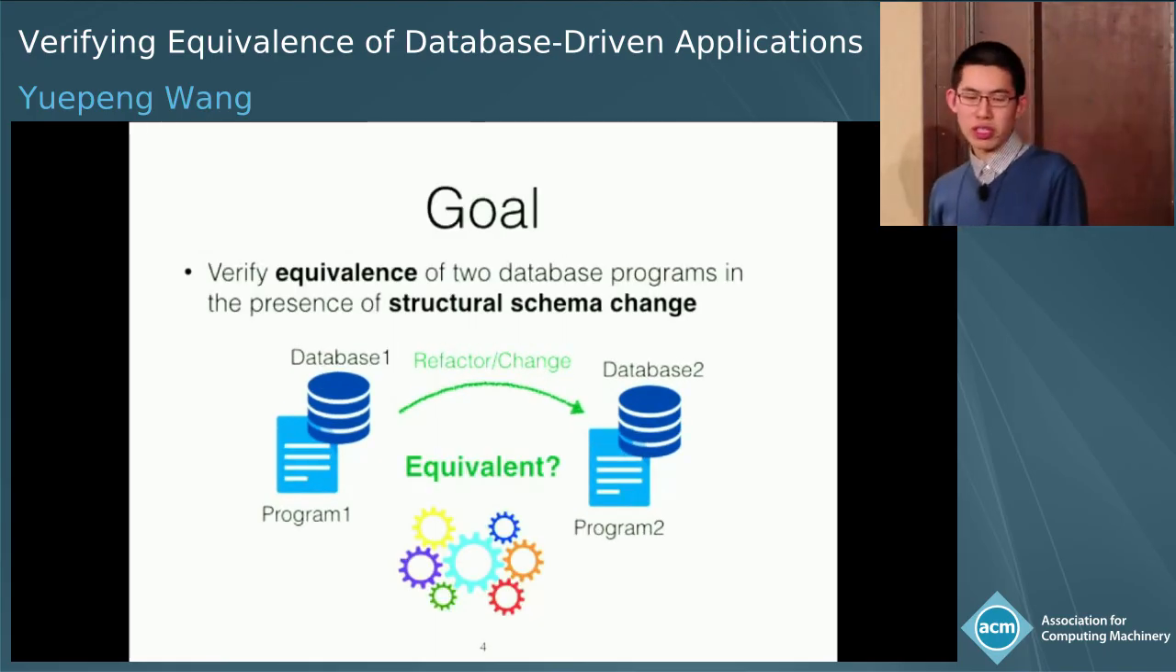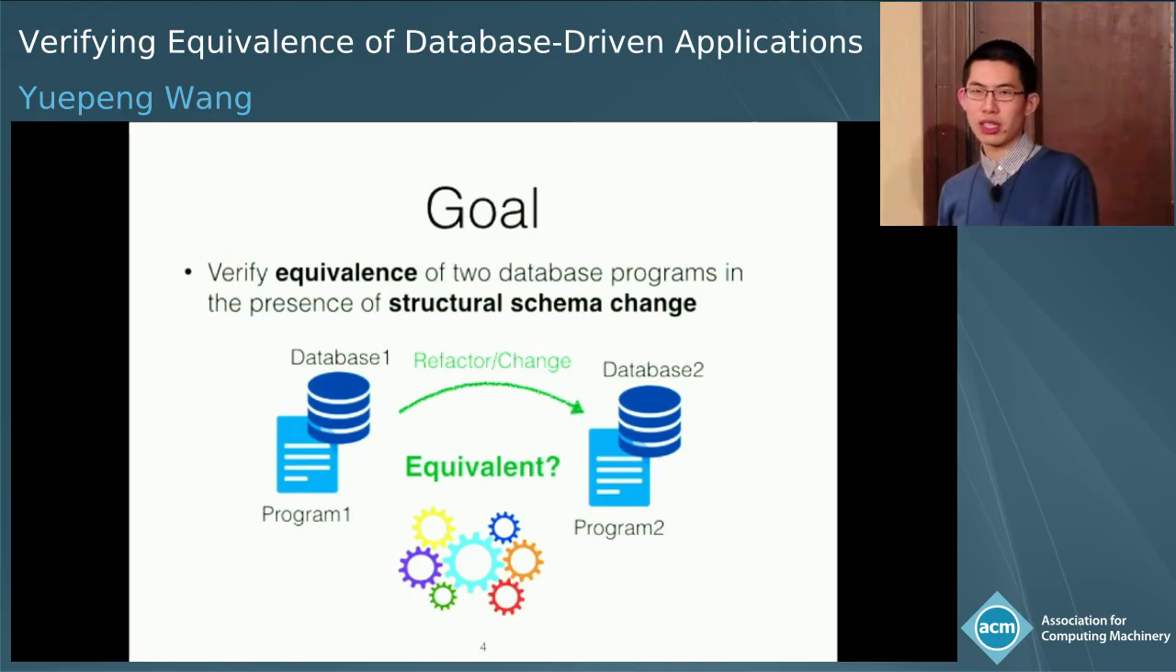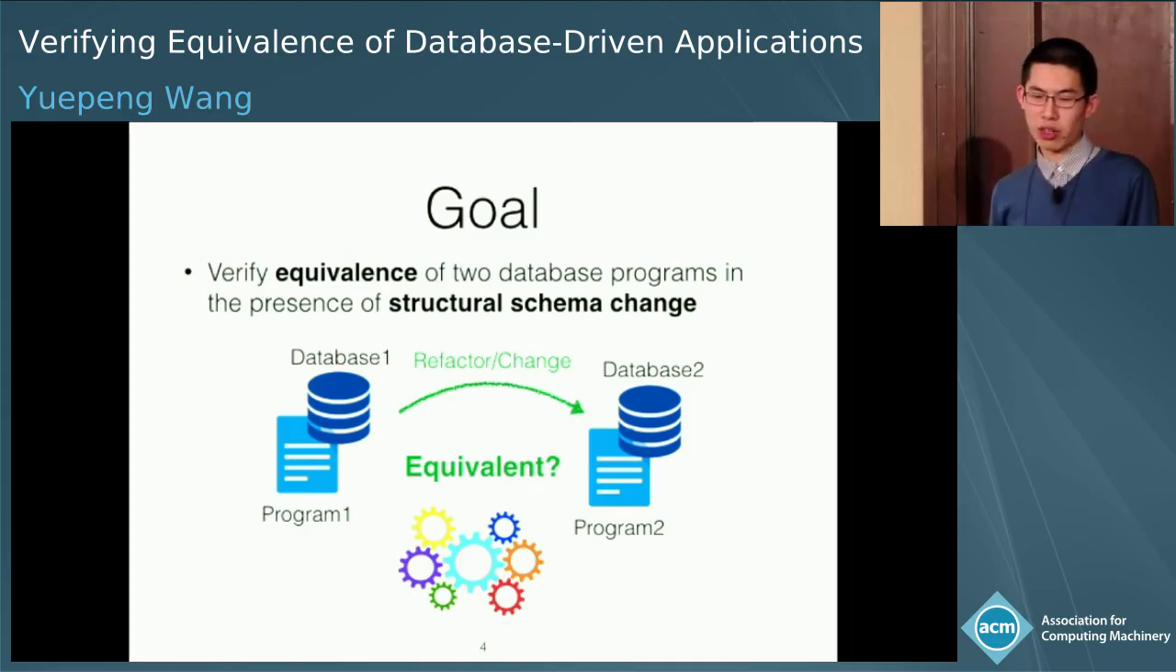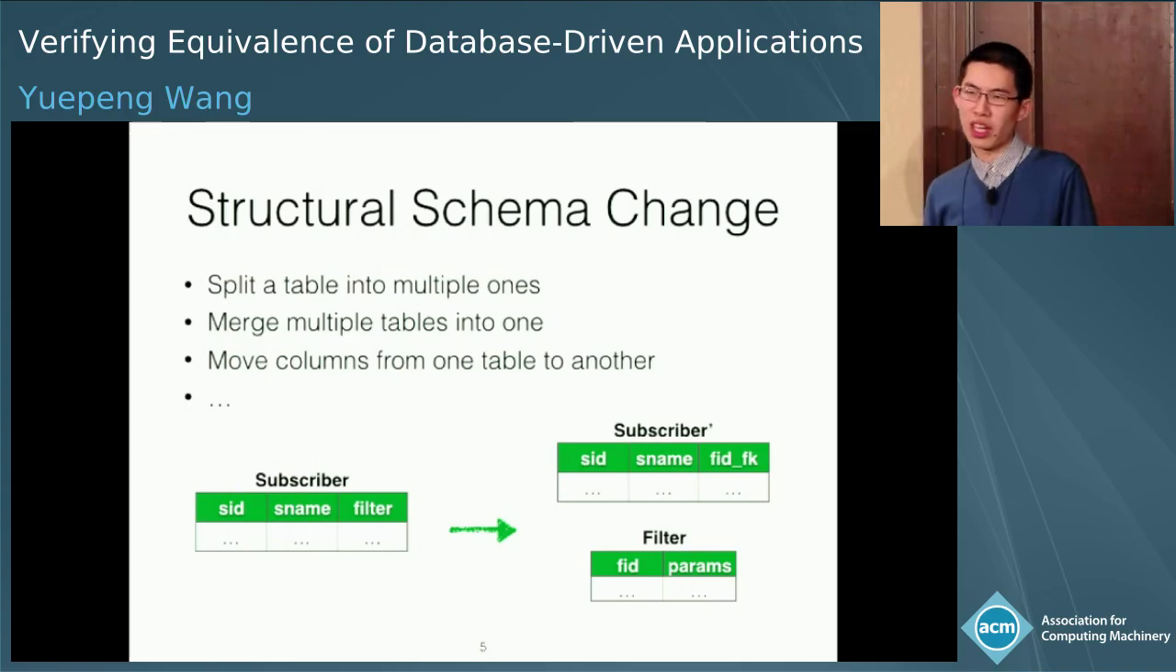So the goal of this project is to automatically verify equivalence of two database programs in the presence of schema changes. Furthermore, we want the technique to handle complex refactorings where the developers can change the structure of the schema. For instance, some examples of structural schema changes include splitting a table into multiple ones, or merging multiple tables into a single one, or moving columns from one table to another.